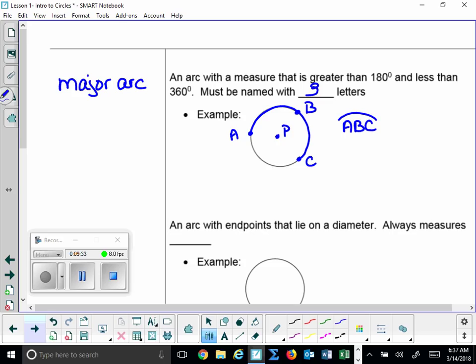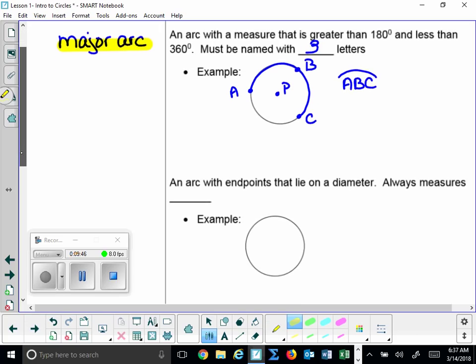If I said arc AC, the automatic assumption would be the minor arc that's in that diagram. So without three letters, whoever's looking at your work thinks you're talking about an arc measuring less than 180 degrees.